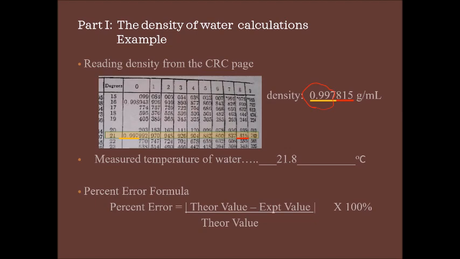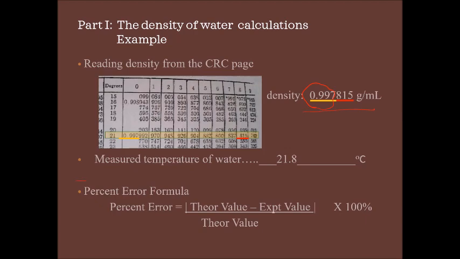It's because that part's the same. It's the last 3 digits that change. So if I was 21.0 degrees, the density would be 0.997992. If I'm 21.8 degrees, then you go across, and it'll be 0.997815. So that's how you read your density.